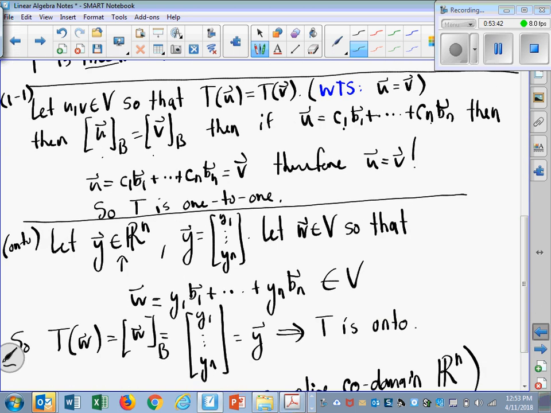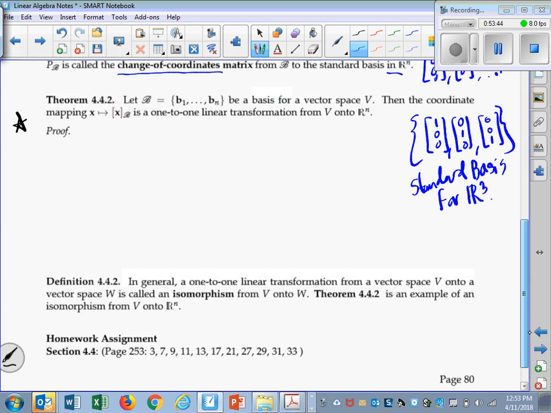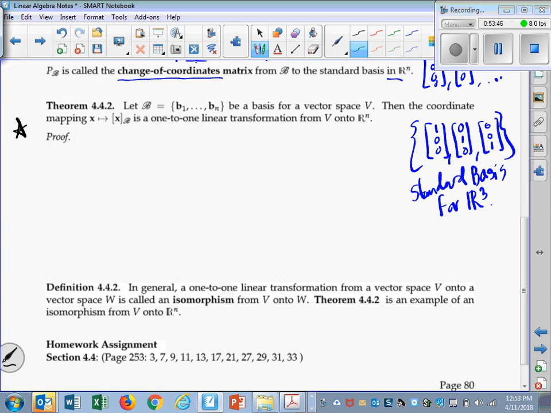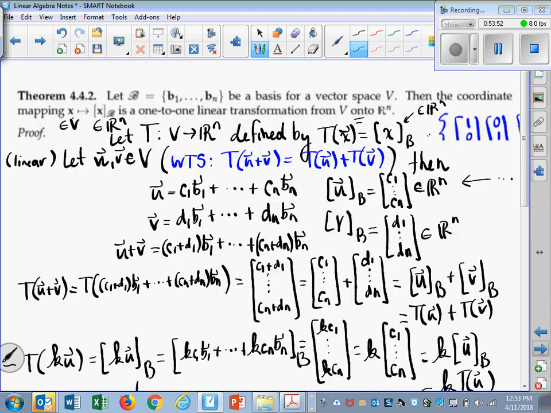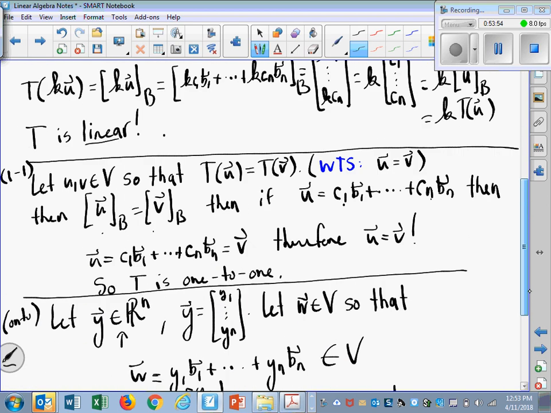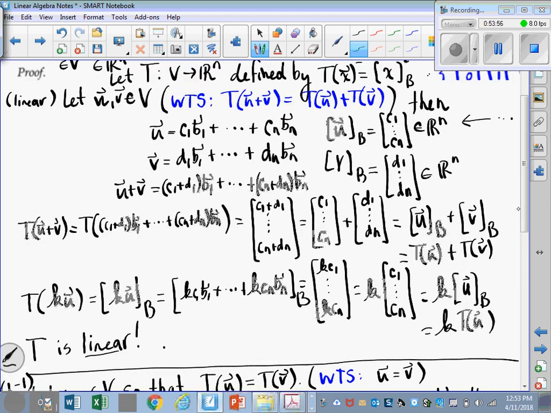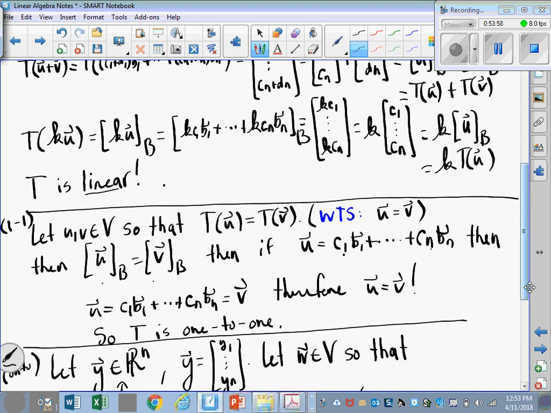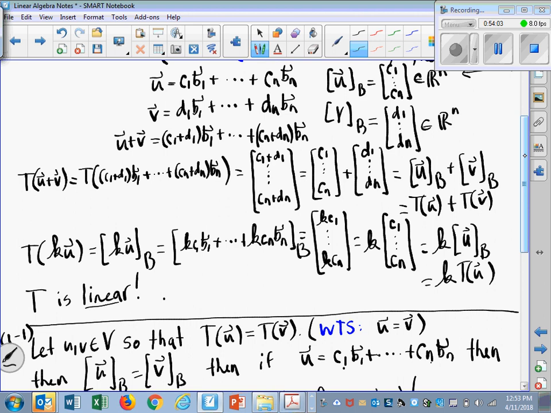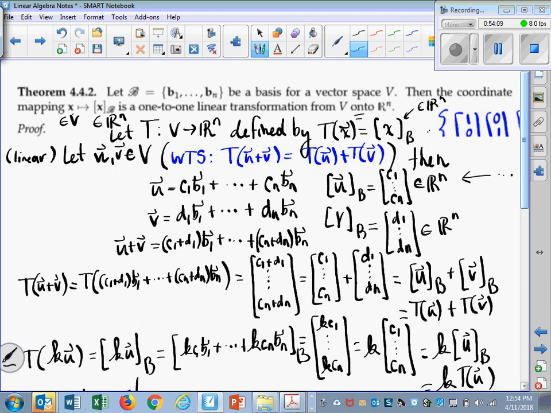When you have a linear transformation that's both one-to-one and onto, that tells you that you have a special type of transformation called an isomorphism. So what exactly does that mean? Well, what that means is that these two spaces, V and Rn, are almost identical, up to a name change. If you just change the names of the things, then these two spaces, V and Rn, are exactly the same.